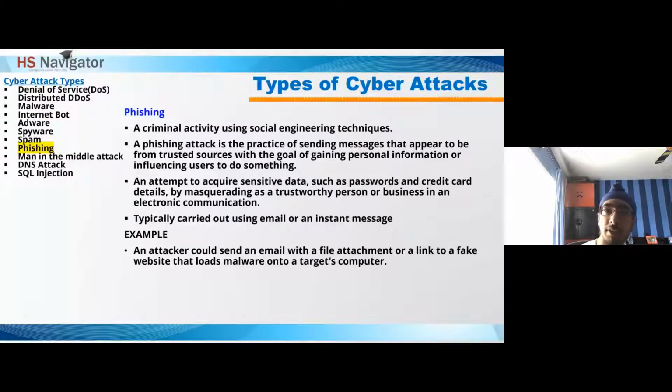Then there's phishing. Phishing is a criminal activity using social engineering techniques. Social engineering is a cybersecurity threat that doesn't have to do with computers, but instead has to do with actual people exploiting your information. A phishing attack is sending information that appears to be from trusted sources. It could be an email from your bank, but instead it's someone pretending to be your bank and trying to steal your information.